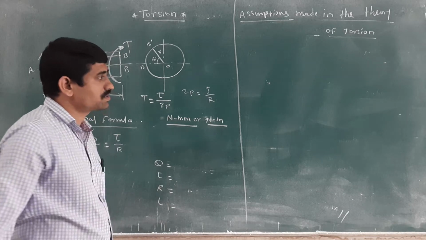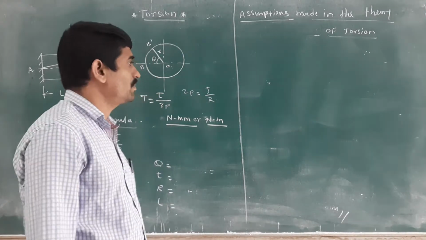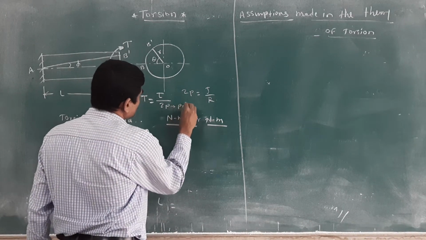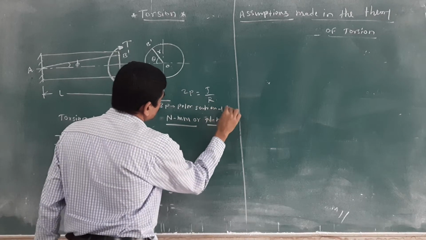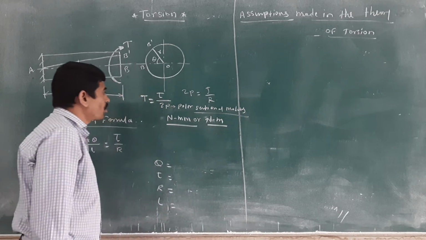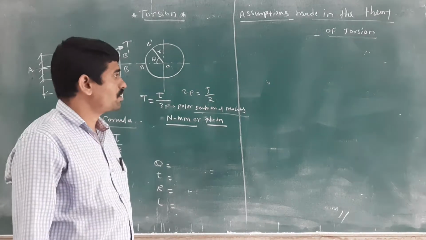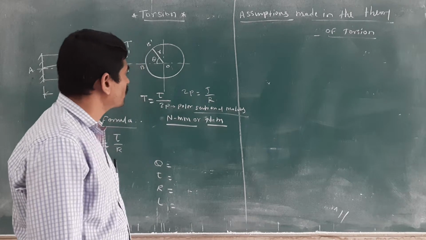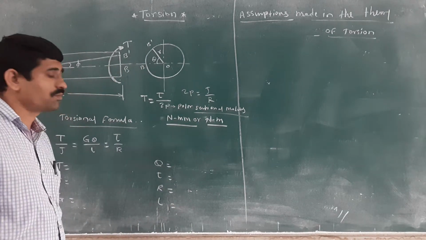Also we have seen it in unit number 3. Zp is the polar sectional modulus. What is the Zp? Polar sectional modulus. You have to calculate that value. Polar sectional modulus is the ratio of polar moment of inertia to the radius of that shaft.